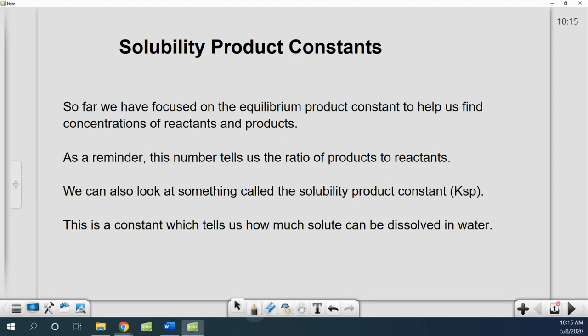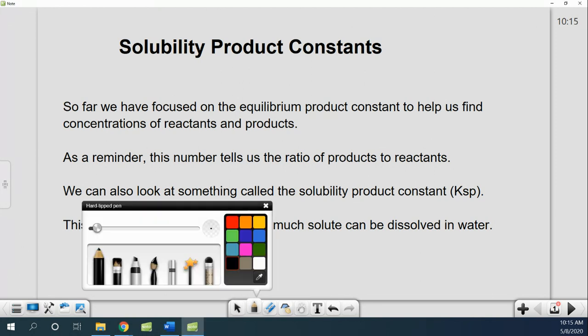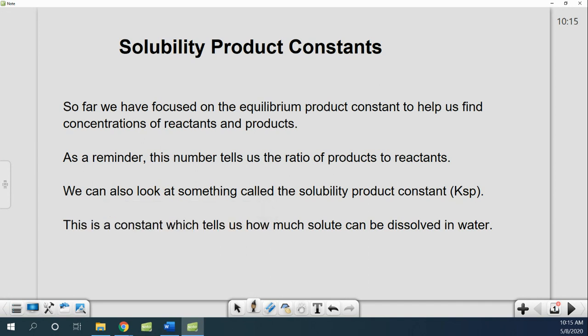So far, we focused quite a bit on the equilibrium product constant, which helps us find concentrations of reactants and products. As a reminder, this tells us the ratio of products to reactants, right? It was always whatever your products were over your reactants. And we were always looking at the concentrations of these things.